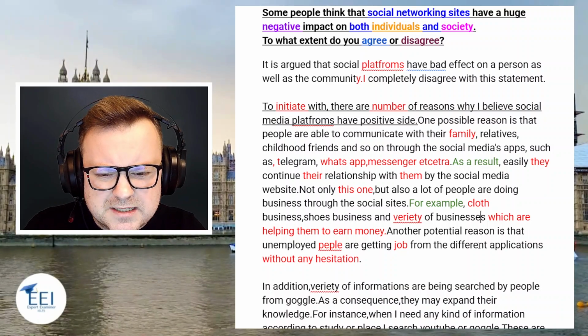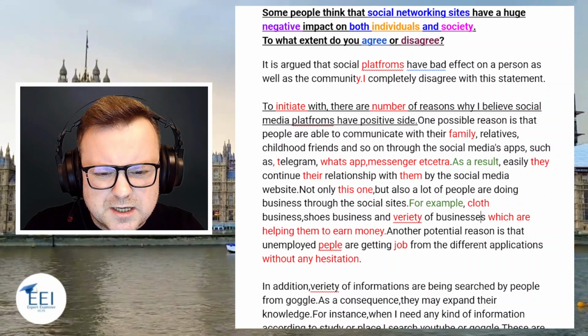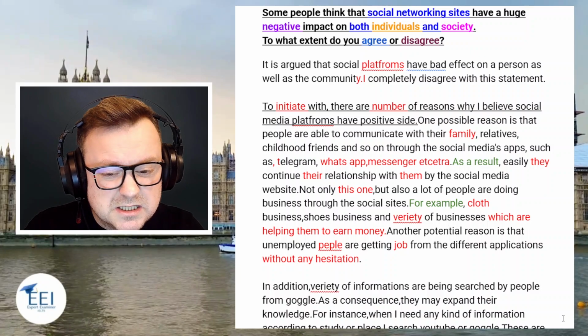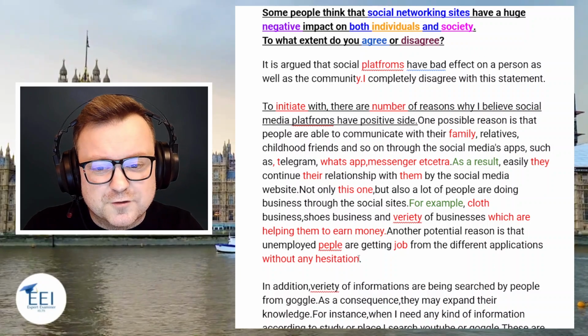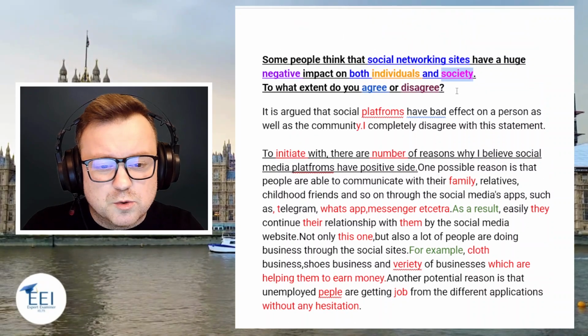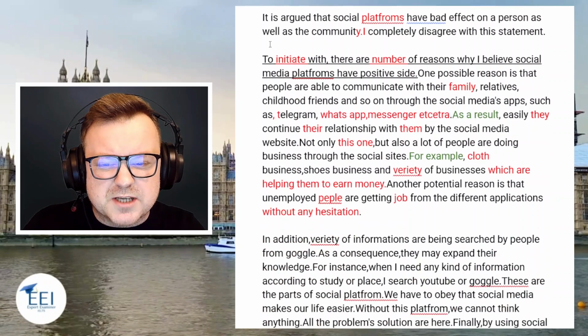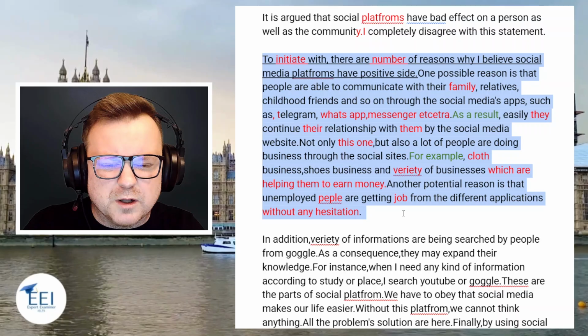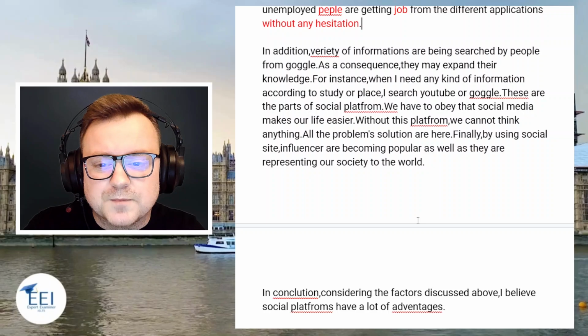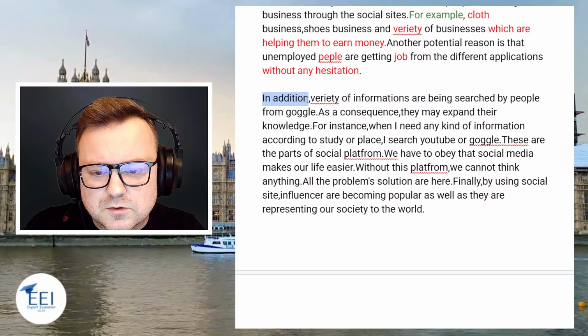And I guess that's about individuals: individuals who keep in touch, individuals who do business, and individuals who are looking for a job. So maybe now we'll get to body paragraph 2, which should talk about society. I will say it's not very well written in terms of language, but the ideas are clear. So that's pretty cool. In addition, cool.